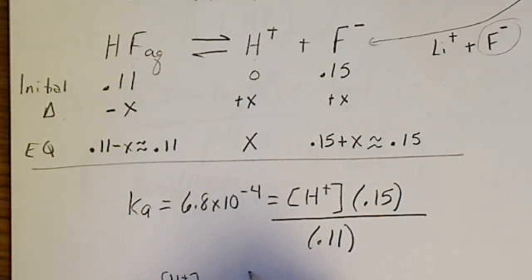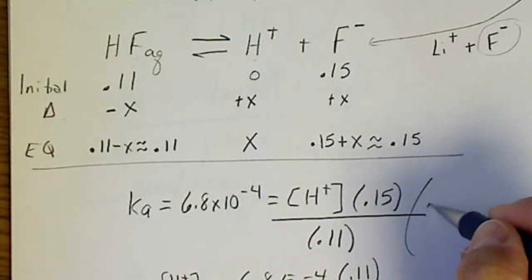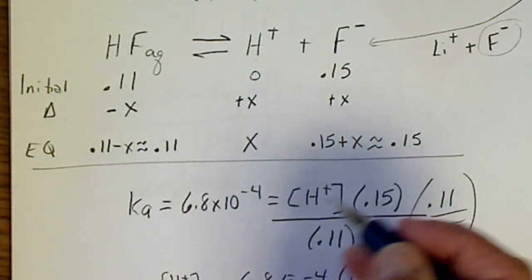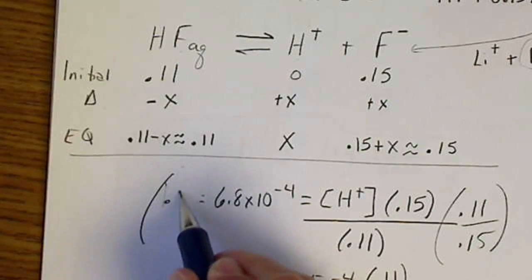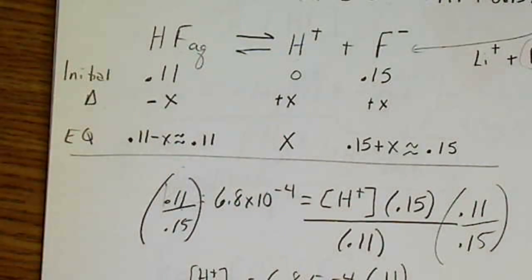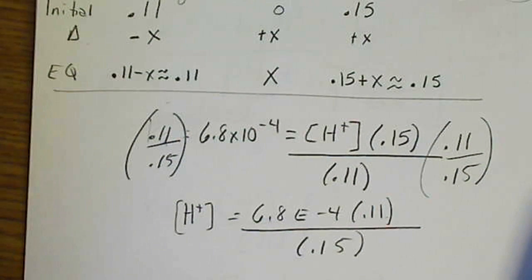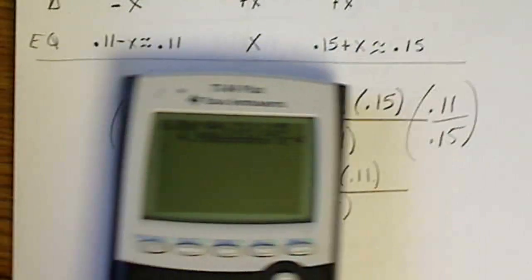So H plus equals 6.8 times 10 to the minus 4 times 0.11 divided by 0.15. Again, to eliminate this fraction, we're going to multiply both sides by this reciprocal. So we'll do the same thing over here, which you're going to need room to do that. Just the algebra. Okay. So that's where this comes from. Enter that in the calculator. So 6.8 times 10 to the minus 4 times 0.11 divided by 0.15. So our H plus is 5 times 10 to the minus 4.